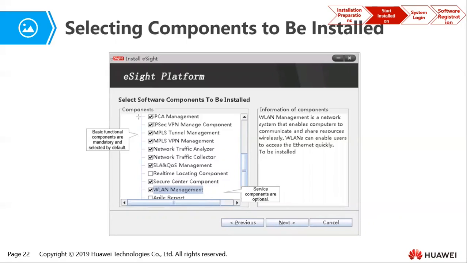So you also have a list of components that you can choose from. That is, what do you want to install? Because you might not, for example, need some of these applications. So, for example, if you don't want to install wireless LAN management, then you can uncheck this checkbox here. So by default, all the basic functional components are mandatory and cannot be unchecked.